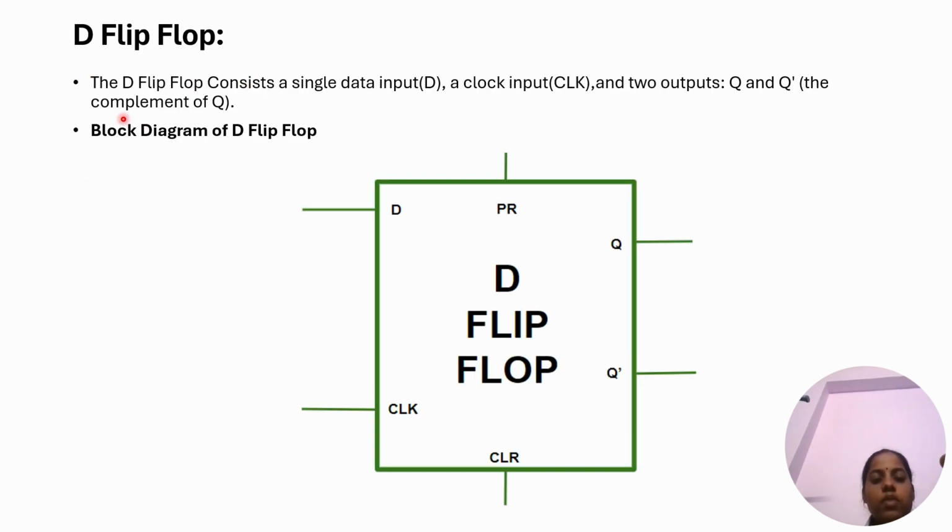D flip-flop. The D flip-flop means data or delay flip-flop. The D flip-flop consists of a single data input and a clock signal, and two outputs Q and Q bar, the complement of Q. Block diagram of the D flip-flop: this is the input D and the clock signal is applied. Preset and clear. Here the outputs are Q and Q bar.